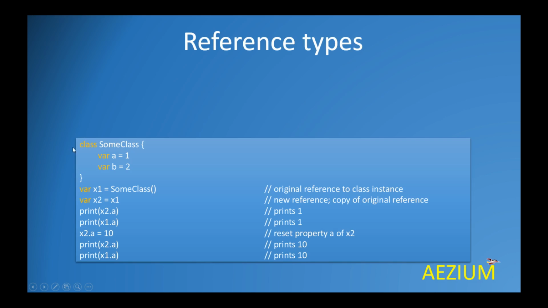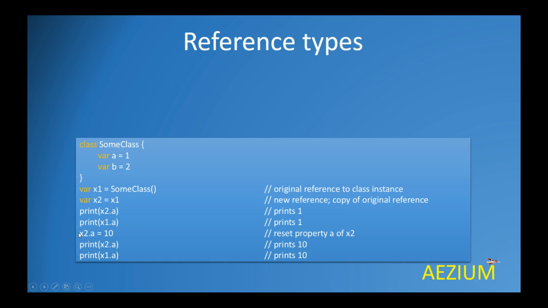Here's an example where we have a class called SomeClass and defined like this. If we declare a variable called x1 and assign to it an instance of SomeClass, then we declare a second variable called x2 and set it equal to x1. Like in the previous example, if we print property A of x2 and property A of x1, we get 1 as the result of the print statement.